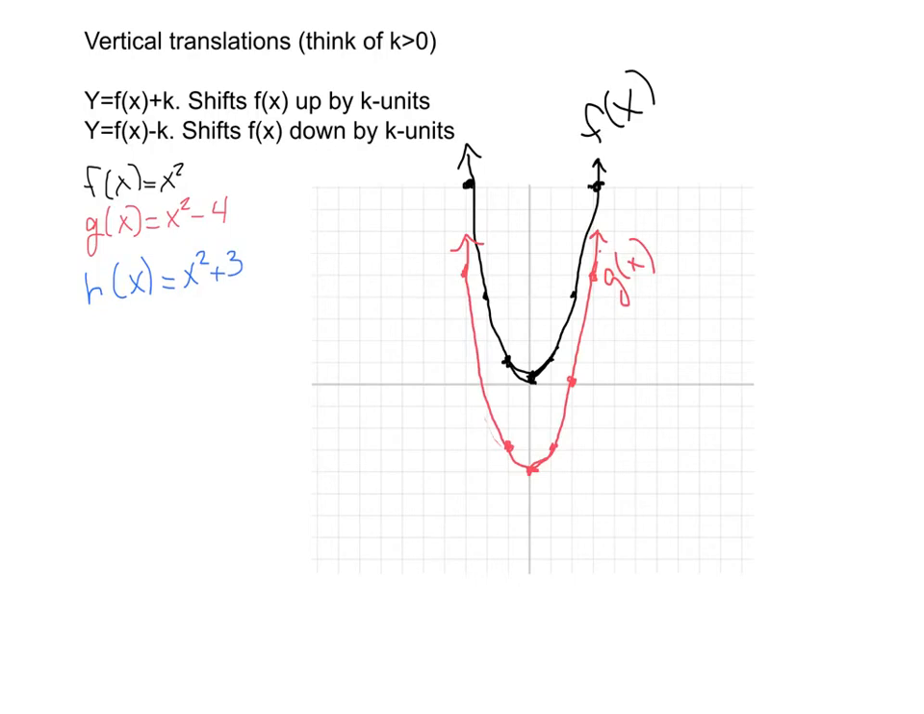For h of x, we're going to consider our function f of x, but now we want to take each of these key y values and move them up 3. So for example, at 0, I'm going to move it up 3. When x is 1, I'm going to move it up 3. When x is 2, I'm going to move this point up 3. And if we do that, that's going to give us our new graph.